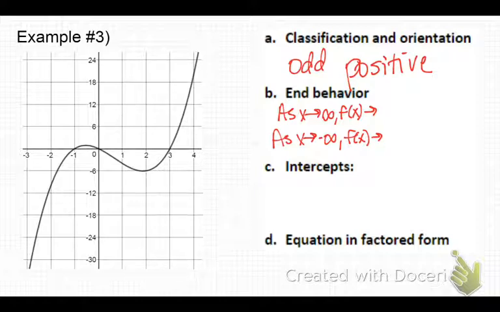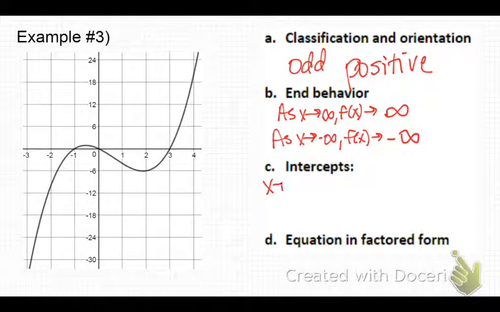Now, as x goes to the right, where does y go? Where does f of x go? As I go to the right, do I go up or down? Okay, so that's positive infinity. And as I go to the left, where do I go? Down, which is negative infinity.